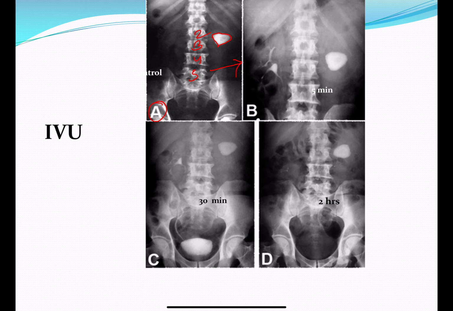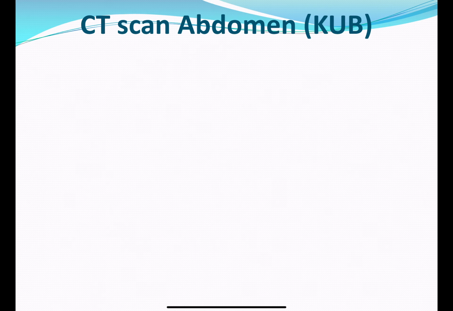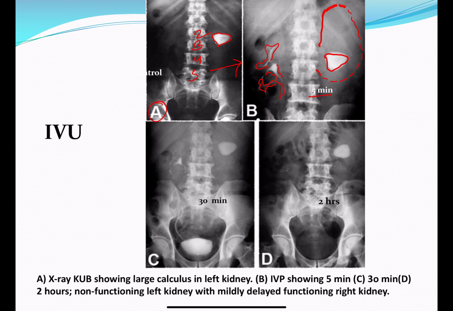So in the 5 minute film, what we can see on the right side is that the calyces are easily seen. The pelvis is seen. Even dye is seen inside the ureter. So this is good on the right side. But on the left side, what we can see is the outline of the kidney somewhat, and still we can see the radiopaque shadow, but we cannot see the contrast in the calyceal system, or even in the ureter.